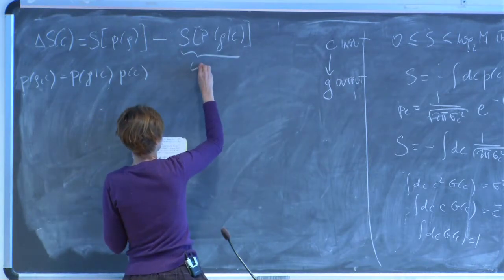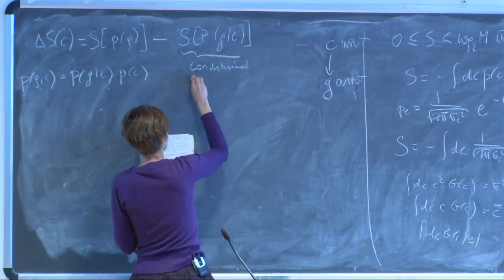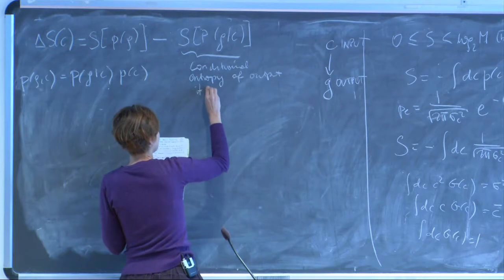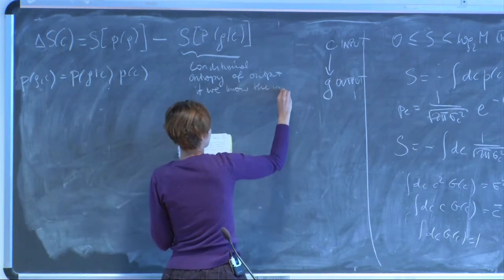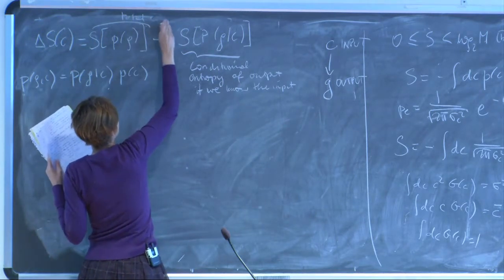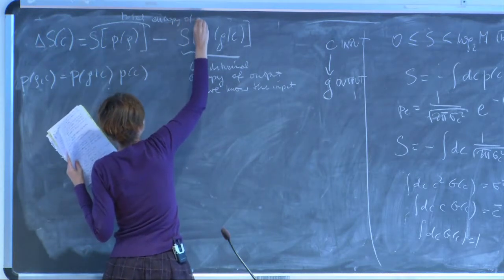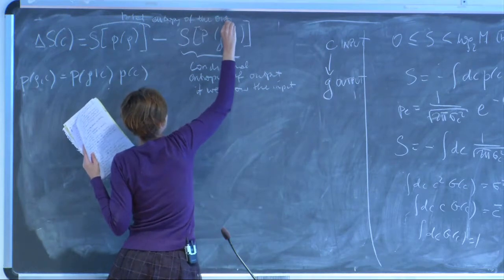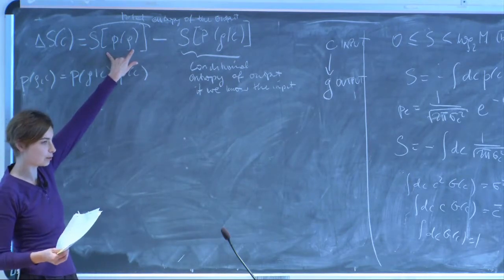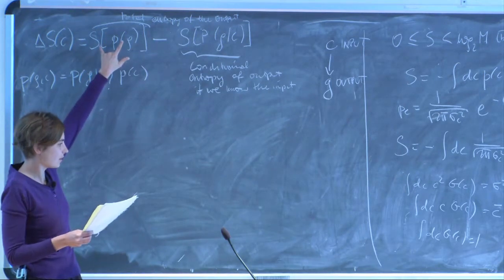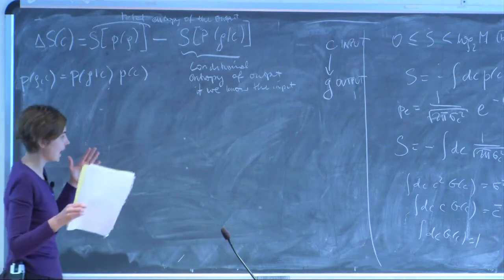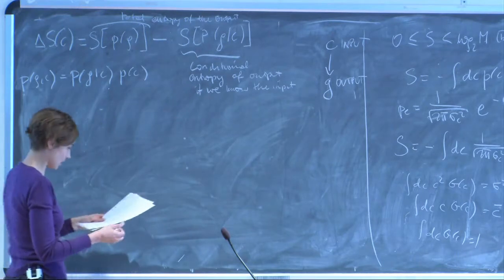So this is the conditional entropy, or conditional uncertainty, of the output if we know the input. And this is the total uncertainty, or entropy, of the output. Okay? So I come in, I know nothing about the output, so my uncertainty is very large. But I make a measurement for a given input concentration, and I figure out what the entropy is there, and that reduces my uncertainty.